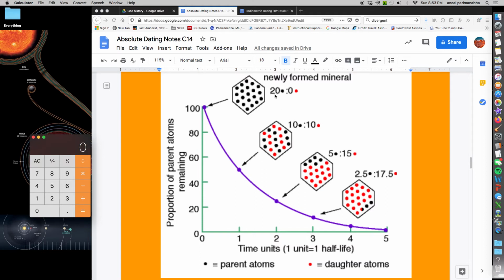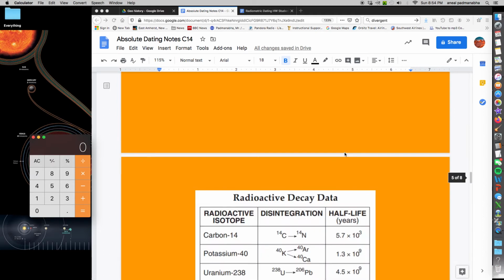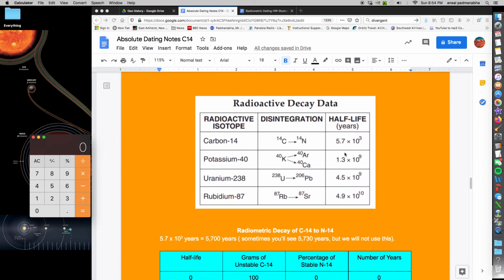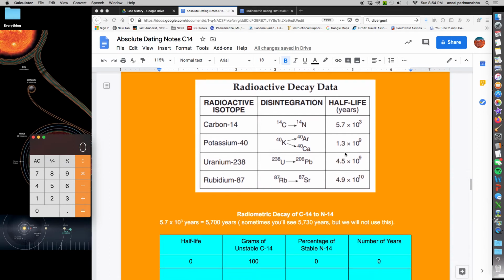So we're starting off with 20, let's say 20 grams of this new mineral right here. And as it slowly decays, or disintegrates, you have more stable daughter products being formed. We can do this on a chart. So we're going to go through how we actually calculate how old something is. Looking at this example, you're going to use this example as a model for your homework for tonight. And we'll take a look at your homework before you guys actually split.